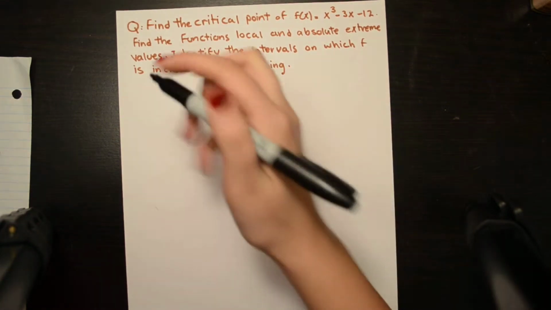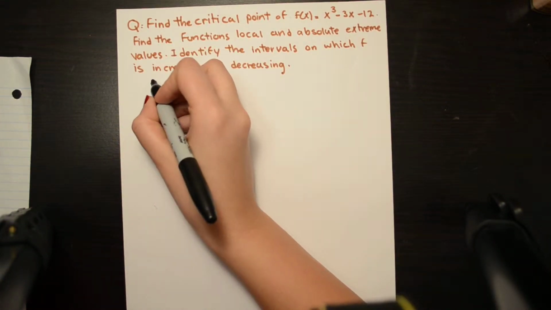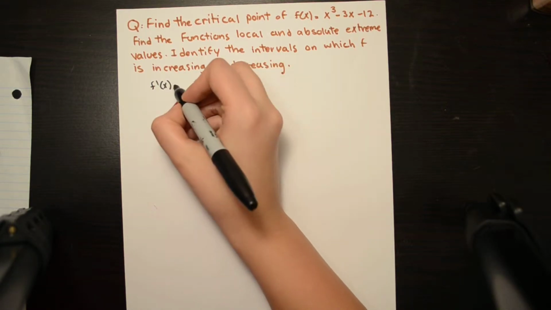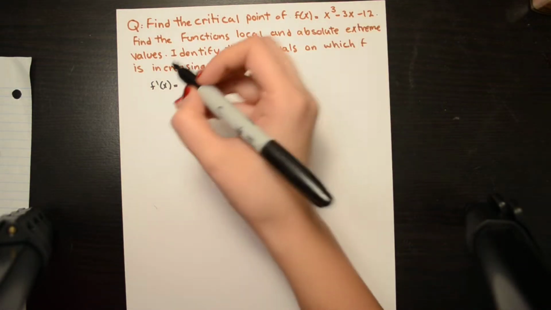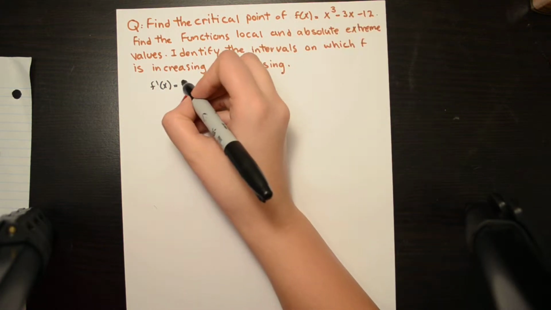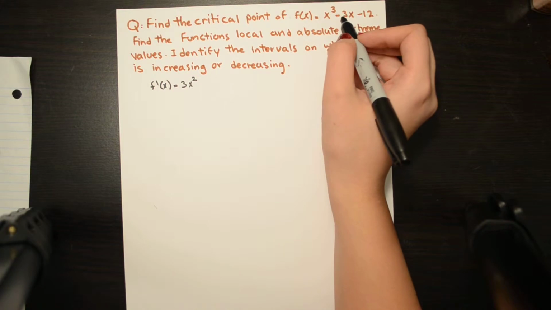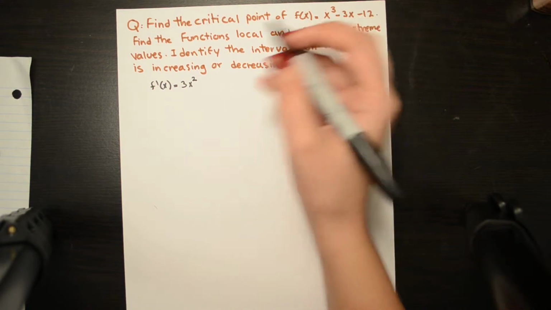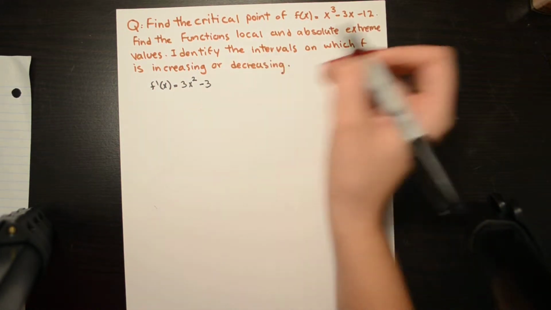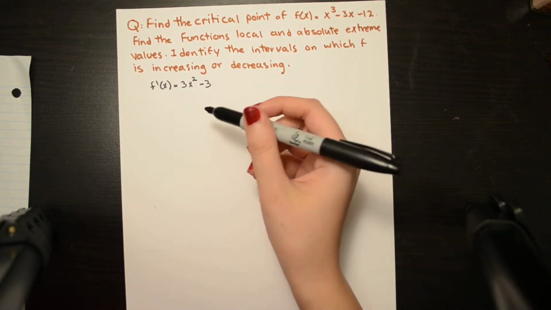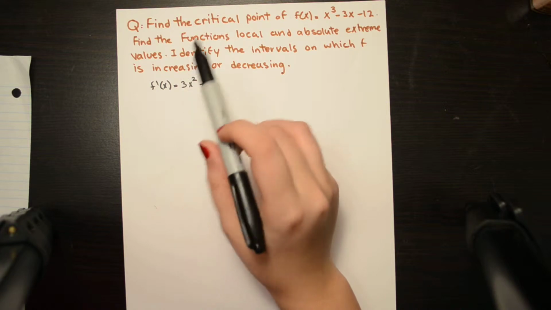So I'm just gonna write f prime of x is equal to, we bring down the 3 here, and then 3 minus 1 is 2, so 3x squared. We multiply 1 by negative 3, and then 1 minus 1 is 0, so negative 3x to the power of 0 is negative 3. And then negative 12 becomes 0. So now that we have f prime of x, we can find the critical points.